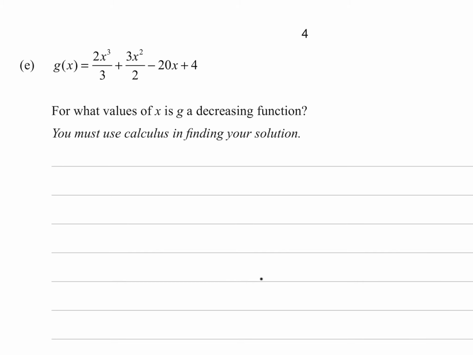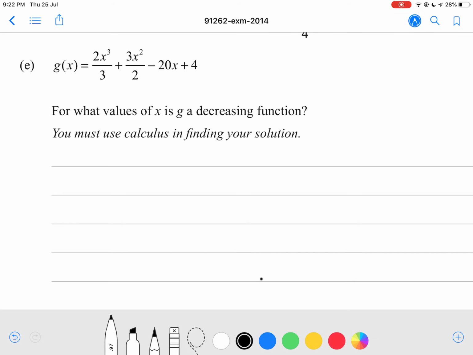g of x equals 2x cubed divided by 3 plus 3x squared divided by 2 minus 20x plus 4. For what values of x is g a decreasing function? Alright, when it says decreasing function, that means the gradient is less than 0 because it's decreasing. So as x increases, our g value decreases.